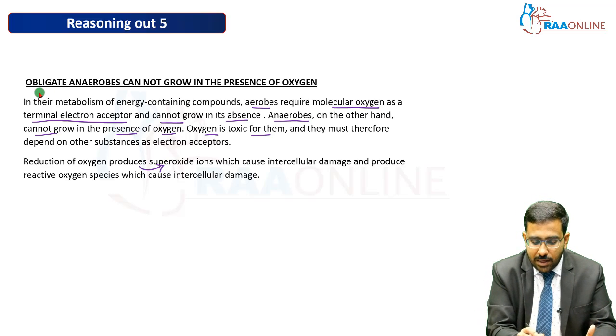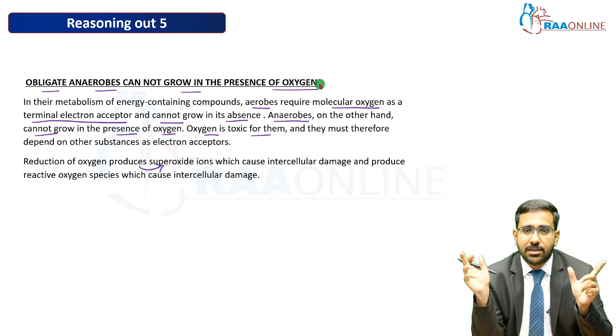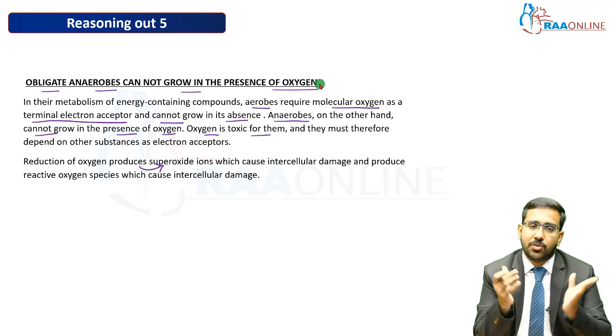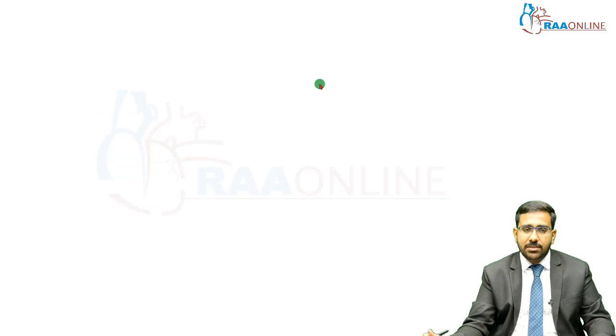So that is the reason why the obligate anaerobe cannot grow in the presence of oxygen. The main reason is that there is going to be production of free radicals such as the superoxide ion, which is going to cause damage to the anaerobe. So this is about reasoning out number 5. Moving on to reasoning out number 6.